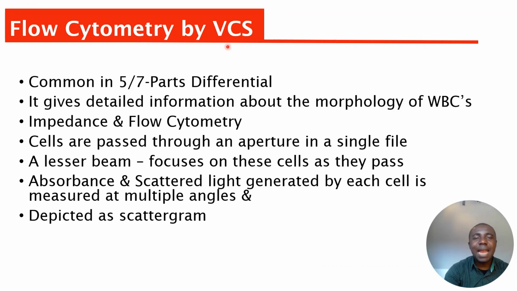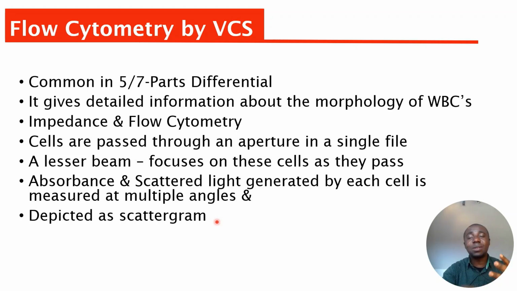So let's look at the next one, which is flow cytometry, by volume, conductivity, scatter. What happens here is that this is actually mainly common. Remember when we were talking about different parts, like 3 parts and then 5 parts, and I did mention 7 parts as well. I did tell you that in most cases the 5-part analyzers also contain 7 parts.